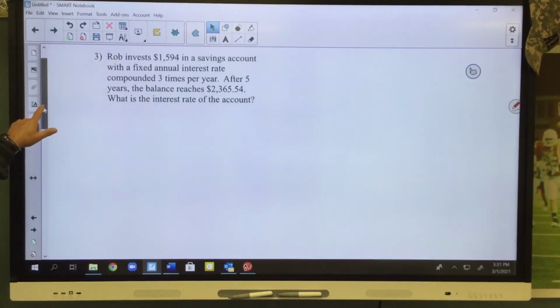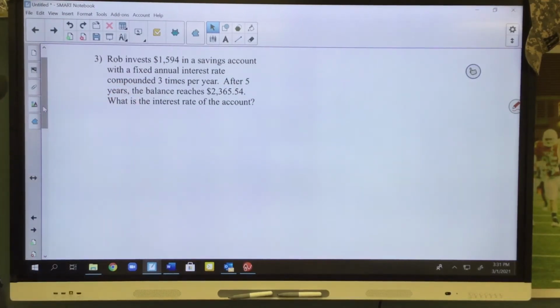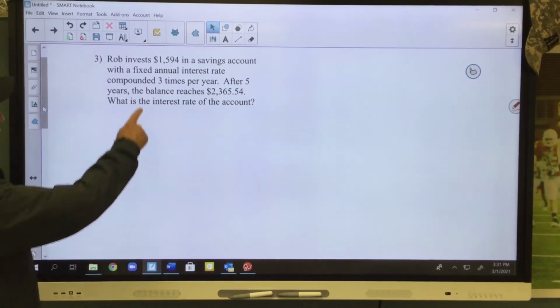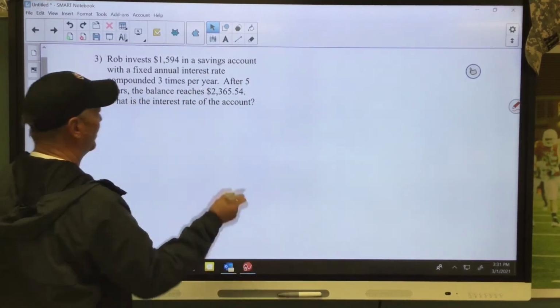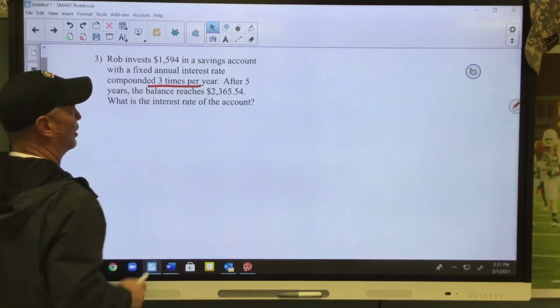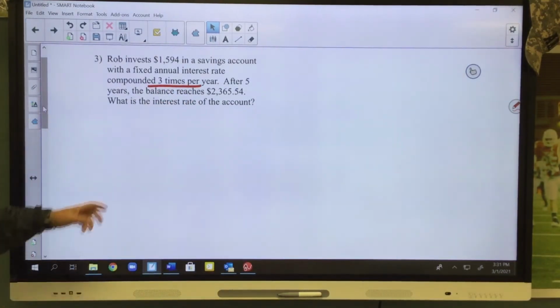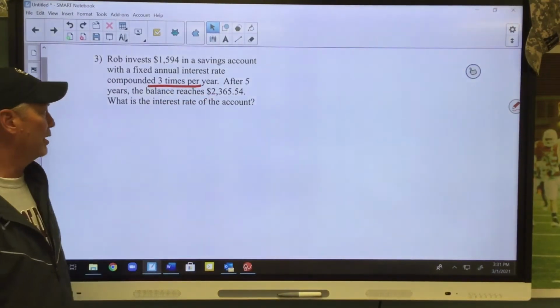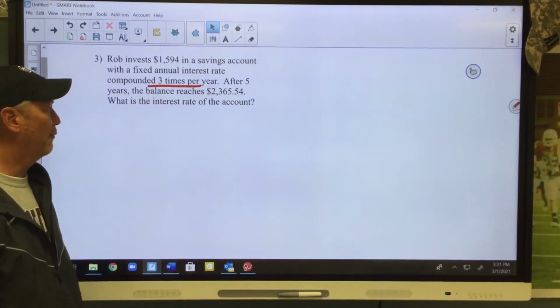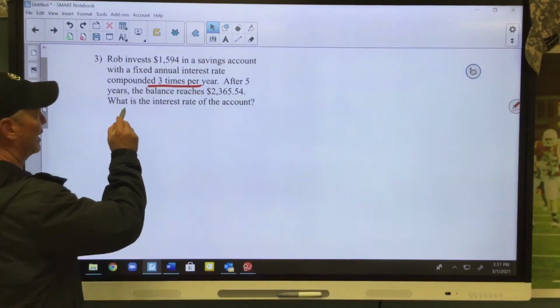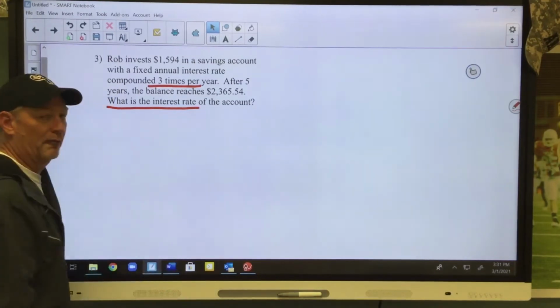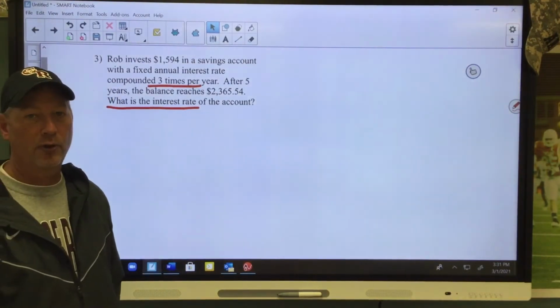Okay, so we're going to invest $1,594 in a savings account with a fixed annual interest rate compounded 3 times per year. After 5 years, the balance reaches a total of $2,365.54. What is the interest rate? We're solving for R. We're looking for the rate.